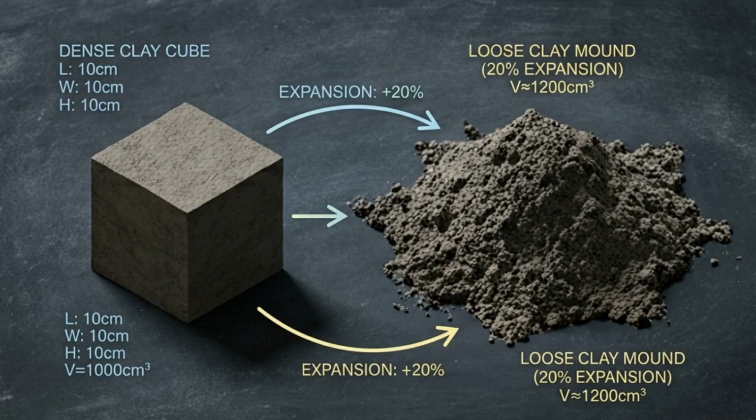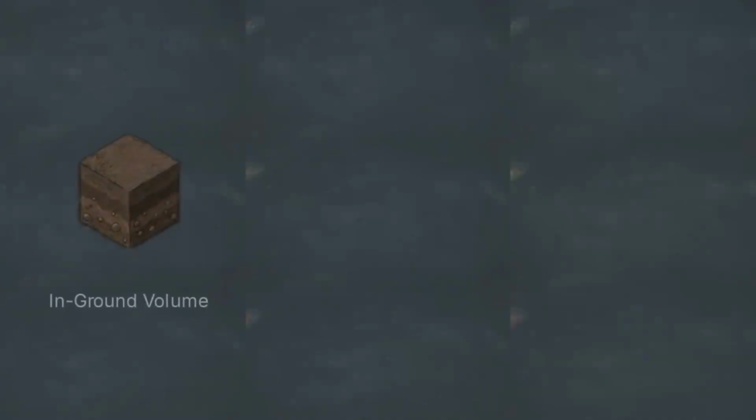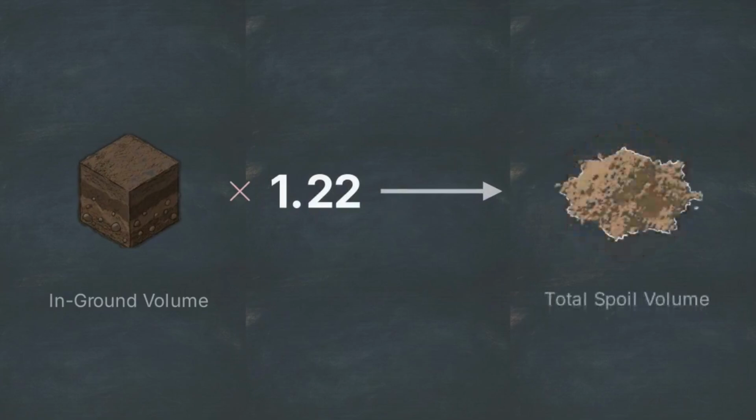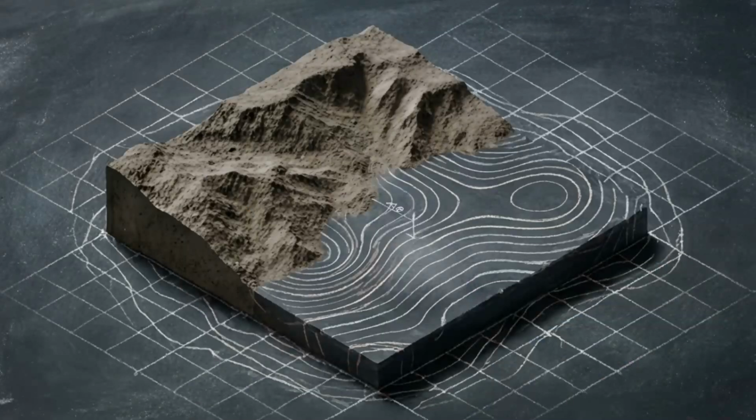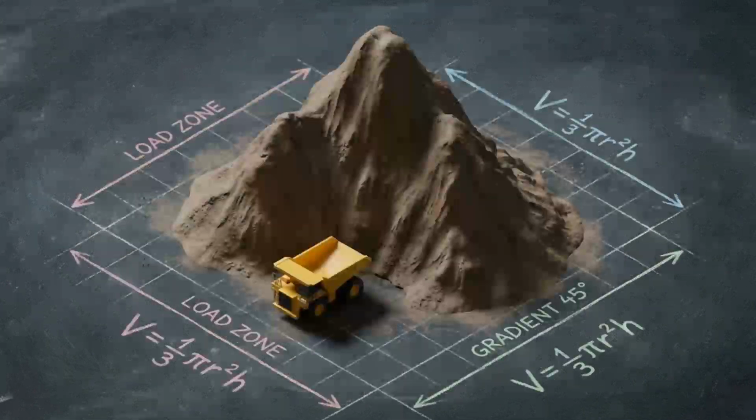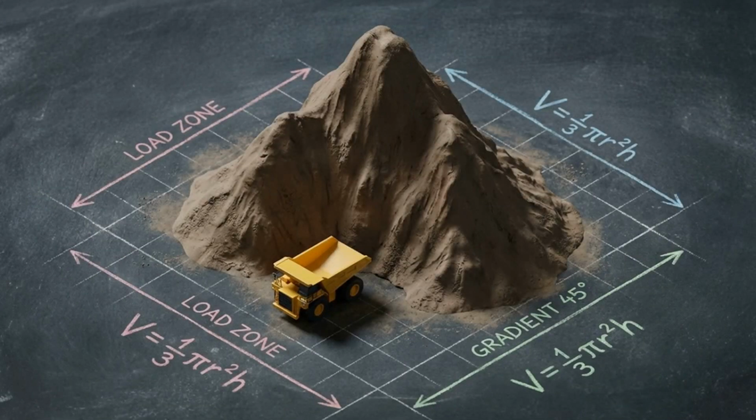Clay, for example, typically expands by 22%. That requires you to multiply your excavated volume by a bulking factor of 1.22. If you calculate 100 cubic meters of cut, but ignore the bulking factor, you will end up staring at 122 cubic meters of loose clay on site, and nowhere near enough dump trucks ordered to haul it away.